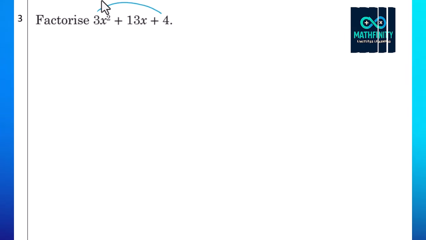You have to multiply these two numbers. Here positive, if there is no sign, it means it is positive. Positive 3 times positive 4, we will get positive 12.